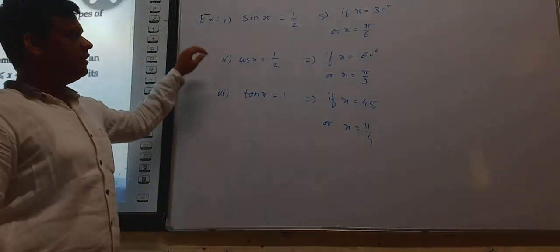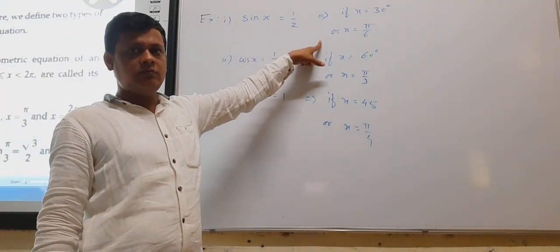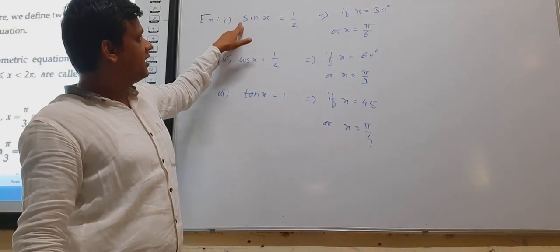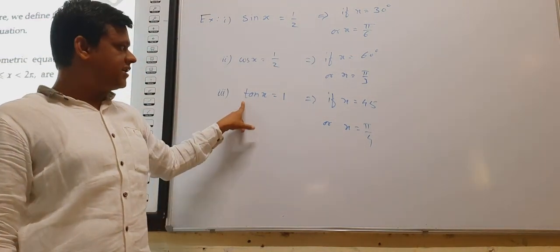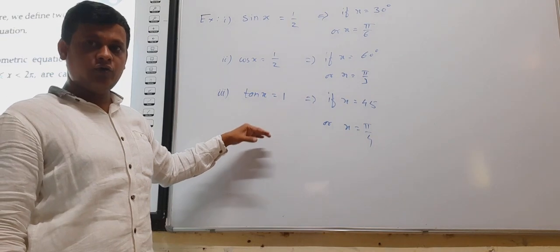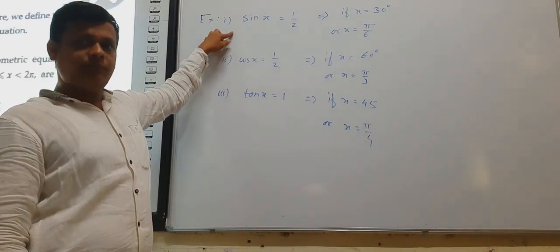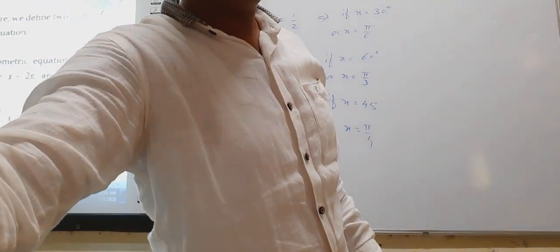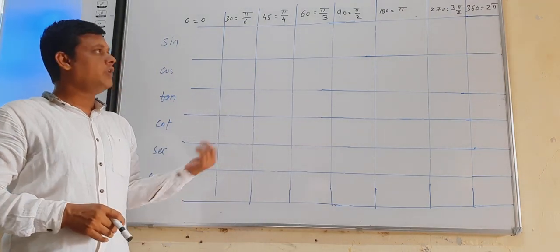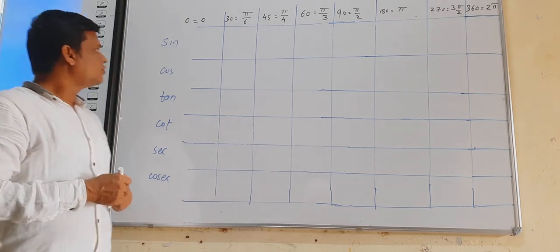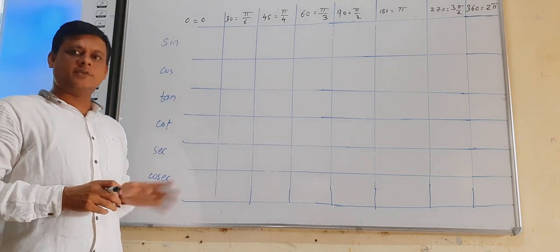Now from this example you observe that you must know the angles value. For which angle sin is 1 by 2, or which angle cos is 1 by 2, for which angle tan is 1. So we have to prepare table for this, and then we see the types of solutions. So for solving trigonometric equation, we must know the value of angles for that ratio. So we construct this table first, and how to remember that we see first.